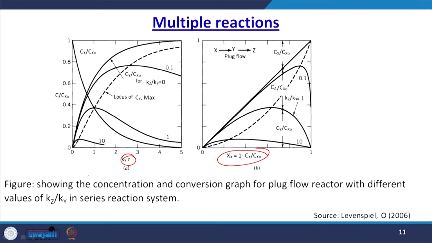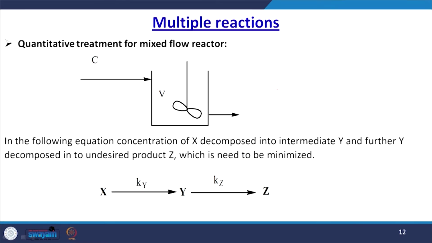Then you will find different things related to C upon Cx naught, and you see that at the start the concentration and conversion graph of PFR with different values of Kz and Ky in a series reaction system. So, you can see that here you can have the values, like Kz upon Ky is equal to 0 and Kz upon Ky is equal to 1.